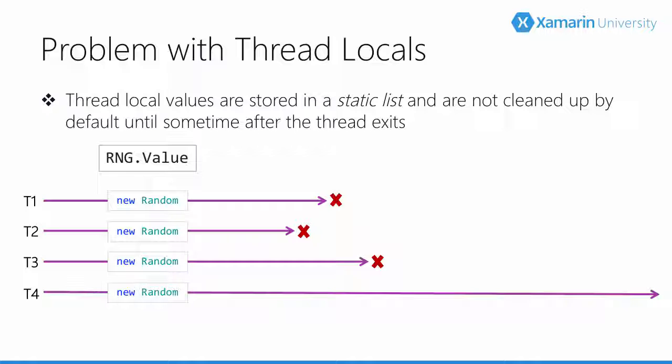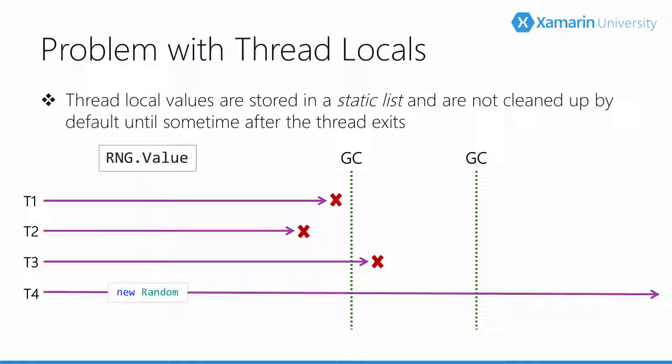And we can see thread 1, thread 2, and thread 3 all end. And if we had a garbage collect that occurs right here, then thread 1 and 2 would collect their random objects. But thread 3 would not, because it didn't actually terminate until after the garbage collect occurred. And so if we have a second garbage collect, then notice thread 3's object goes away. But notice thread 4 is still there, because thread 4 is continuing to run.